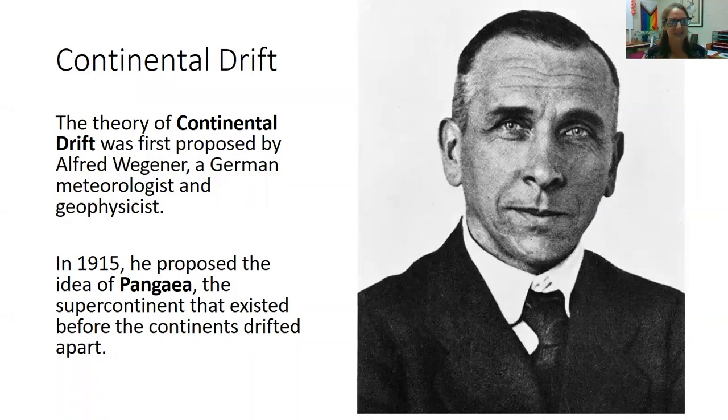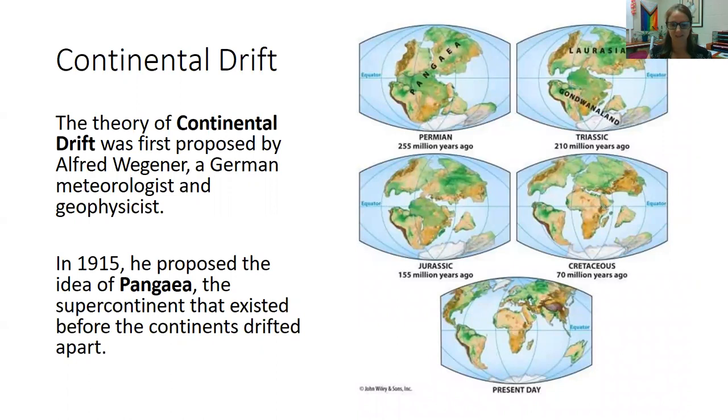And eventually, in 1915, the idea of continental drift was proposed by the German scientist Alfred Wegener. He proposed that a long, long time ago, there was a supercontinent, meaning that all of the land masses on Earth were connected as one continent. And then that supercontinent, which he called Pangea, broke apart, and the continents drifted apart. And that's why all of the modern day continents appear to have fit together.